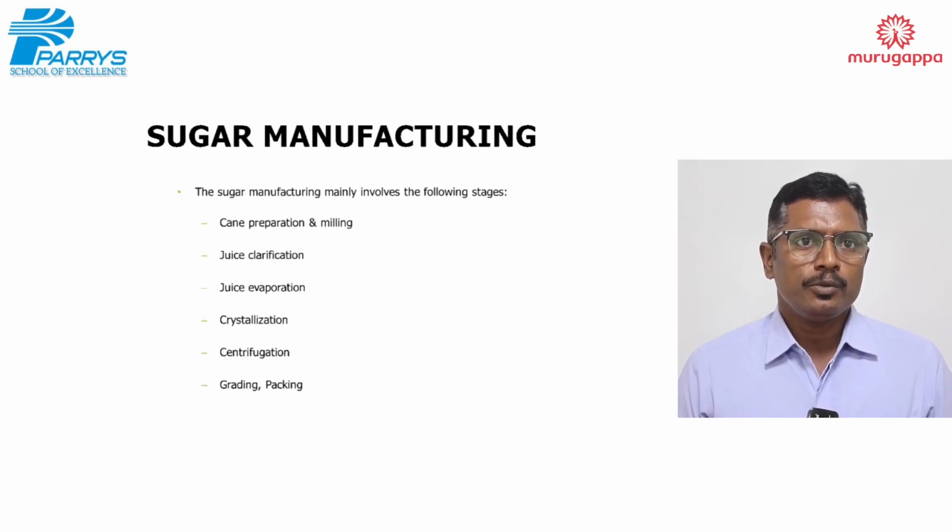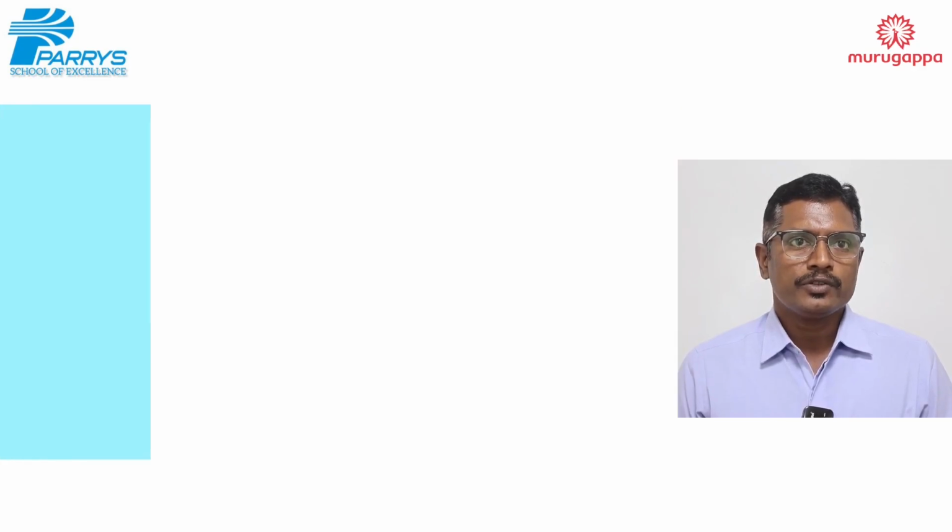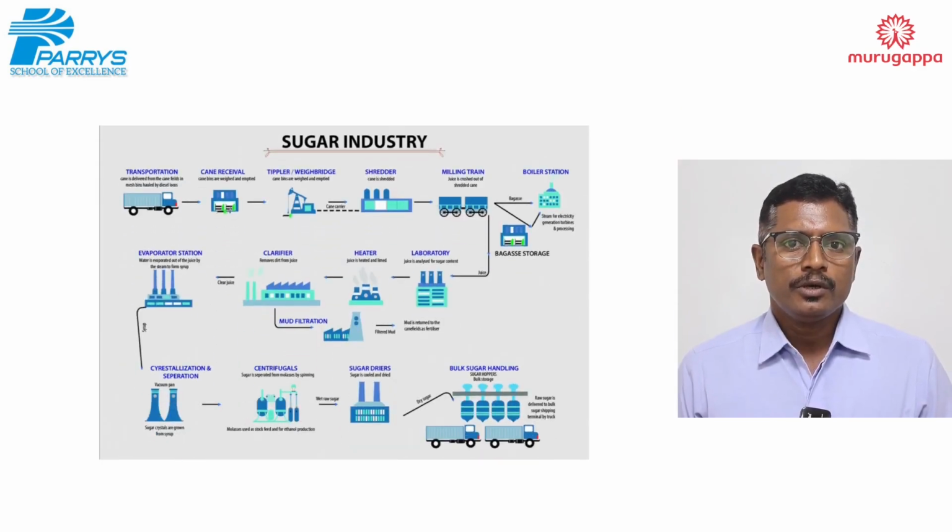Next, coming to sugar manufacturing process, the sugar manufacturing mainly involves the following stages: cane preparation and milling, juice clarification, juice evaporation, crystallization, centrifugation, grading and packing. The general view of sugar industry from cane transportation to sugar process packing.